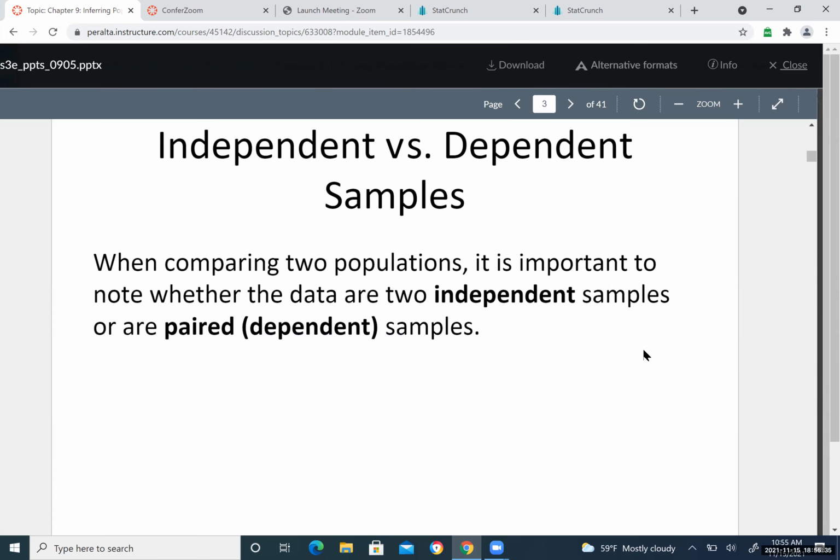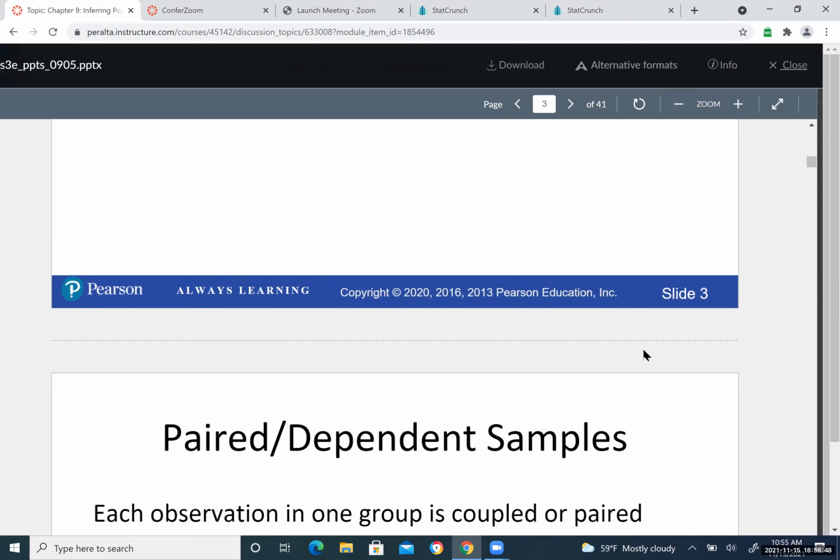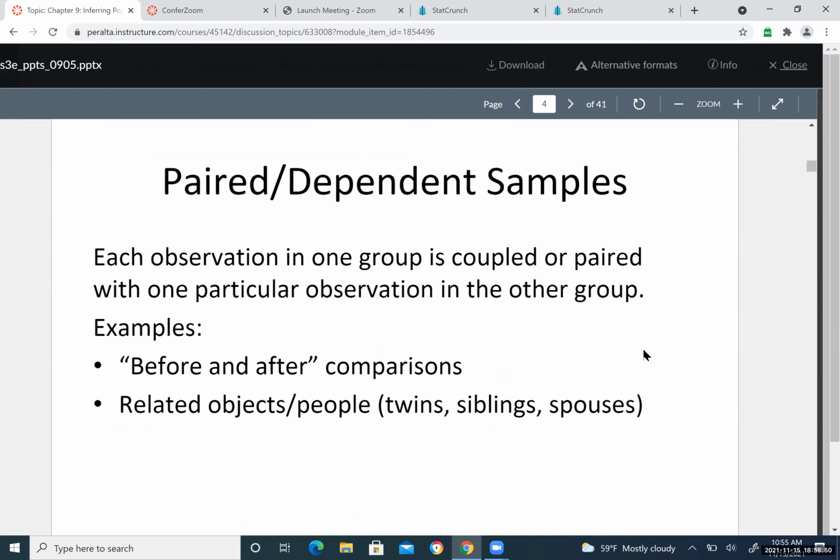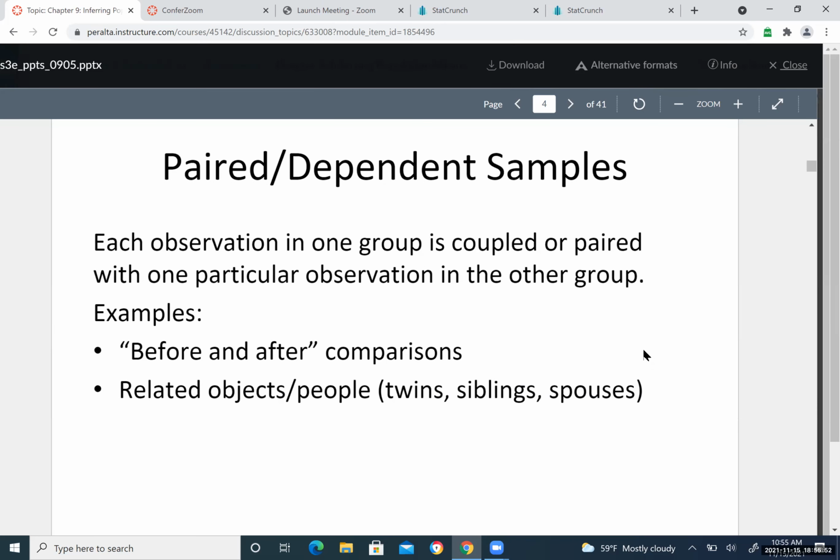So let's read a bit about this one. When comparing two populations, it's important to note whether the data are two independent samples or a pair, which is a dependent sample. So how do we figure out pair or independent? Independent is very separate, right? Very much not related to each other.